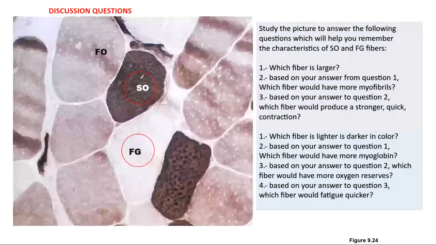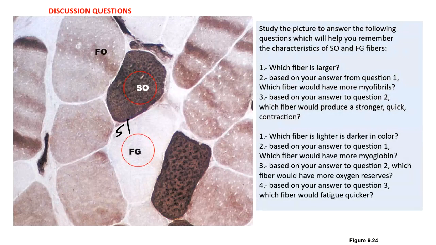However, a stronger contraction of short duration. Slow oxidative fibers are going to give us a slower, weaker contraction because the fibers are smaller, but it's going to be fatigue resistant. So this will be fatigue resistant fiber.